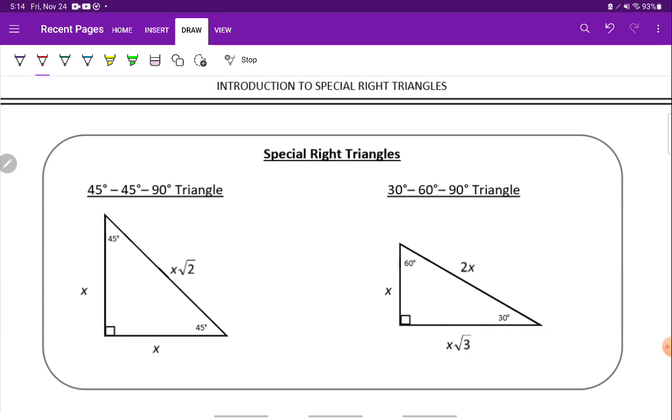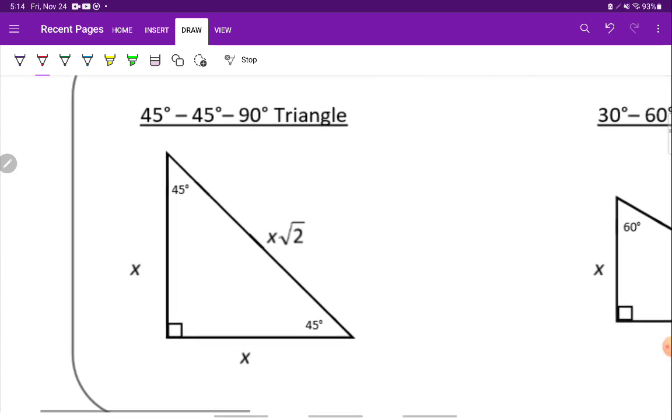All right, so let's start with the 45-45-90 triangle. Now I have a right triangle here with two angles, other than the 90, being 45. This is called an isosceles right triangle because these two sides are going to be the same, because they're across from angles that have the same measure. So those two sides are the same, and we don't know what they are, so we're going to call them x.